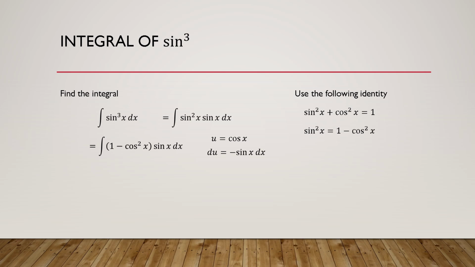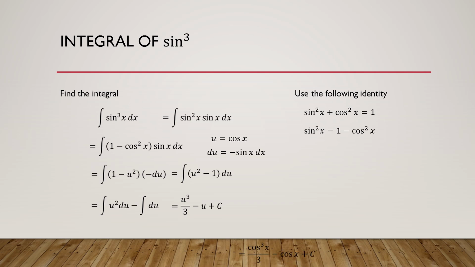When we substitute, we get the integral of 1 minus u squared times negative du. If we distribute the negative sign, we'll get a simpler arrangement, the integral of u squared minus 1 du. We can now separate at the minus sign, then take the integral to get u cubed over 3 minus u plus c. We then substitute back in for our final answer, cosine cubed x over 3 minus cosine x plus c.